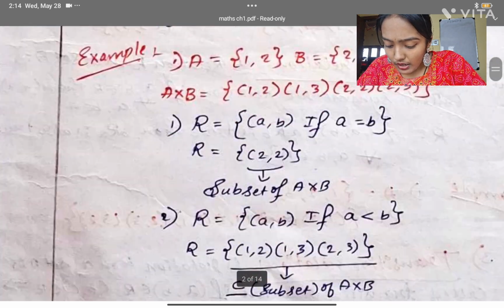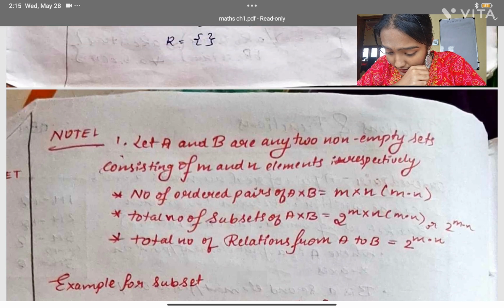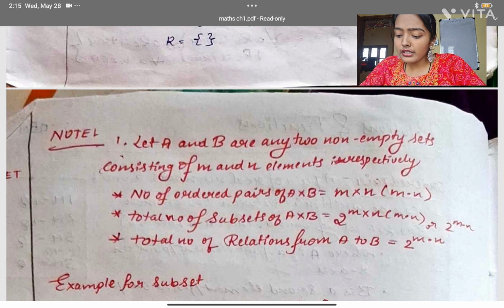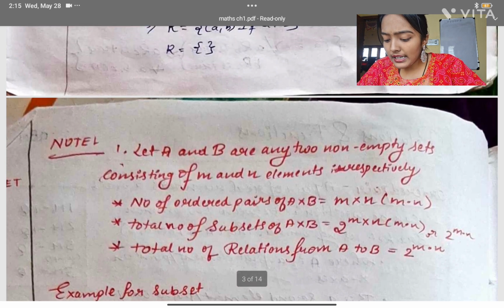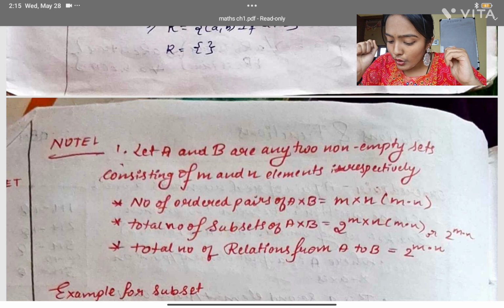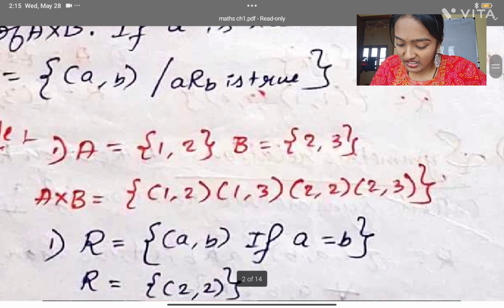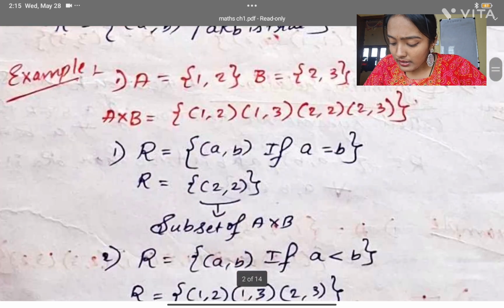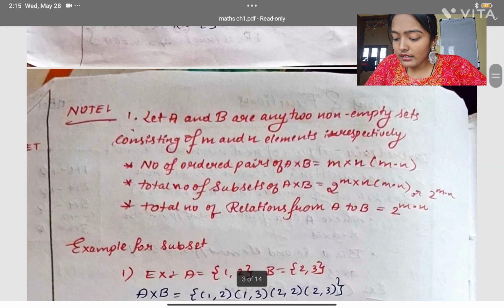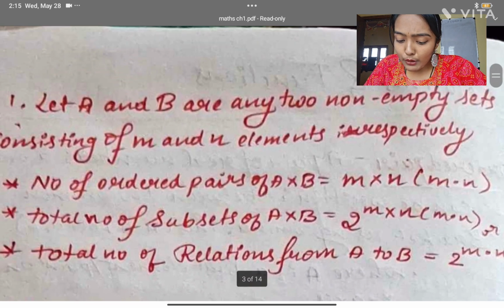Okay, another thing. This one they won't ask, I think, but they will ask you in your MCQs. Okay, they specifically ask for MCQs. So the total number of subsets means A cross B. A is a specific set, B is a specific set. So the total number of subsets means these what I told you, these small elements 1, 2, 1, 3, 2, 2 and 2, 3. How many can be formed? To calculate that, there is a simple rule: 2 to the power of m cross n.